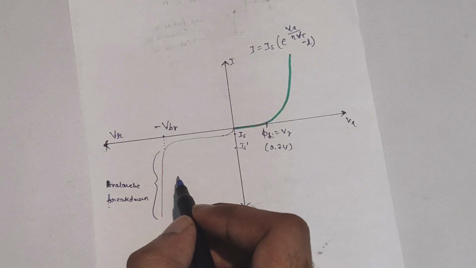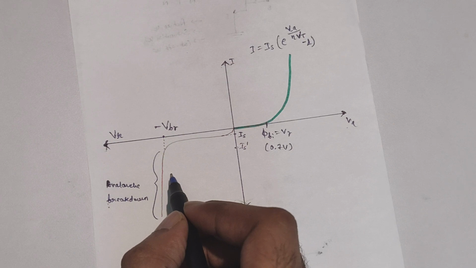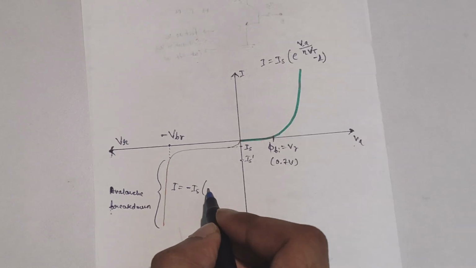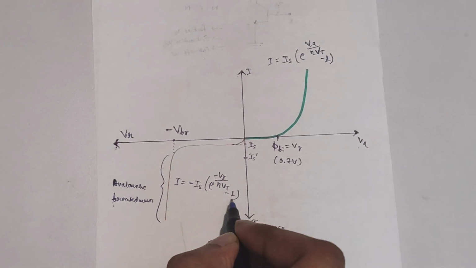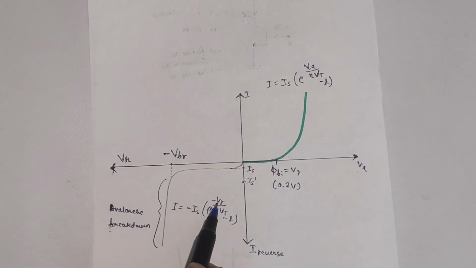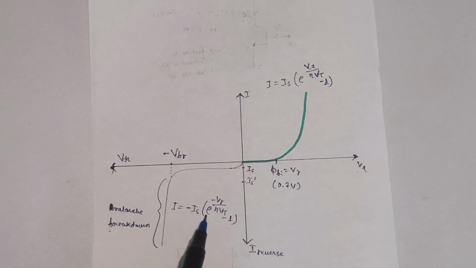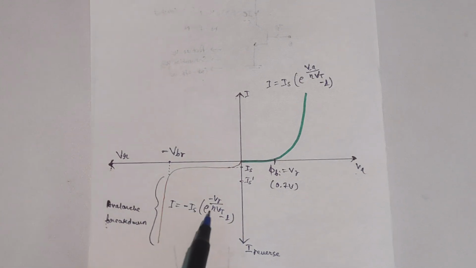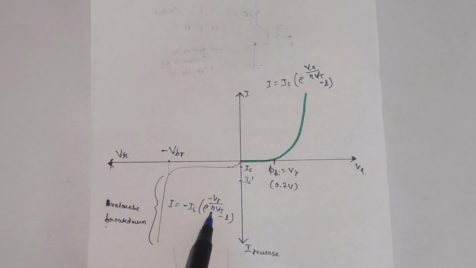In the reverse bias mode, the diode will have a different equation. That current equation will be, so here also the IS is the reverse saturation current, minus VR. The minus denotes the polarity of the voltage, that we are applying more voltage on the N side now. So VR is the reverse voltage, and eta is the ideality factor, and Vt is the thermal voltage.